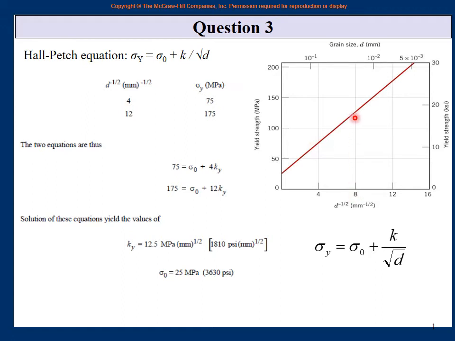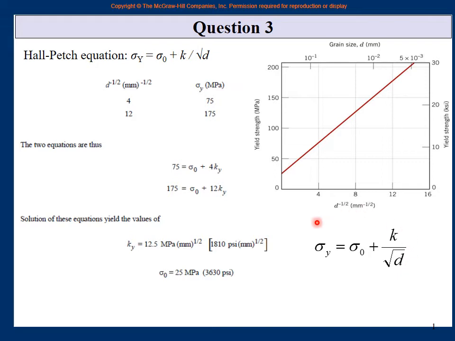Similarly, you can do it for 12. You take 12, take it here and draw the horizontal line there. This value is 150, this is 200, this is roughly 175. So now these are the two values.